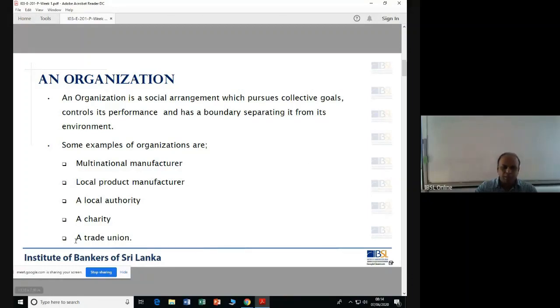And lastly, we know this term, a trade union. As most of you might know, even in banks we do have this. What is the objective of those? It is to safeguard the interests of its members. So a trade union is also an organization which safeguards the interests of its members.